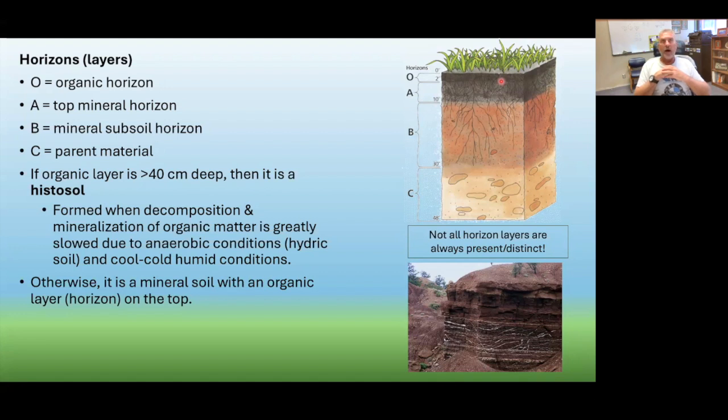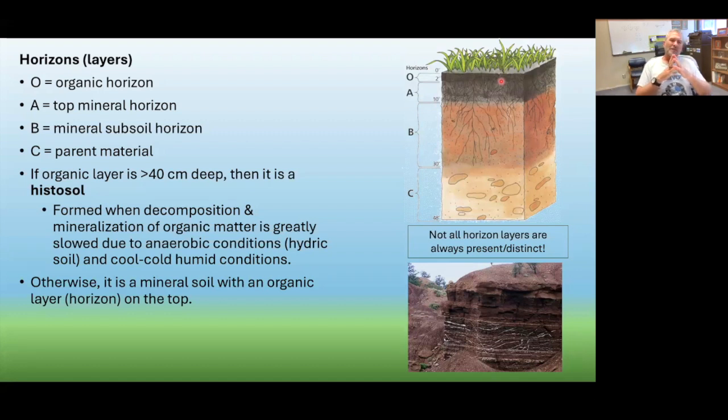Now, that organic layer, if it is greater than 40 centimeters, right? So if you think about 10 centimeters being 4 inches, right? And get kind of a sense of what I'm talking about. If it's greater than 40 centimeters, we refer to this as histosol. And this is formed when decomposition and mineralization of organic material is slowed down because of the anoxic conditions that are present. So think about hydric soils that we've talked about previously. And so these are oftentimes occurring in cool or even cold humid conditions also.